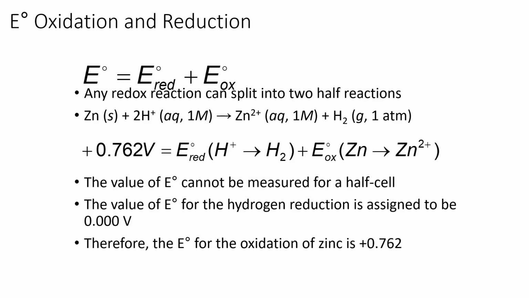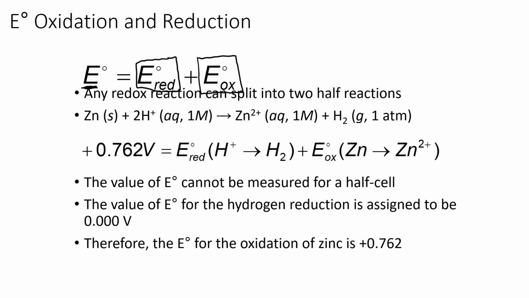When we want to calculate the standard voltage of something, the standard voltage, which is our E naught, is equal to the voltage of the half reaction for the reduction plus the voltage for the half reaction of our oxidation. Every single one of these reactions is a redox reaction, and we can separate them into a reduction and an oxidation half reaction. They can all be done that way.